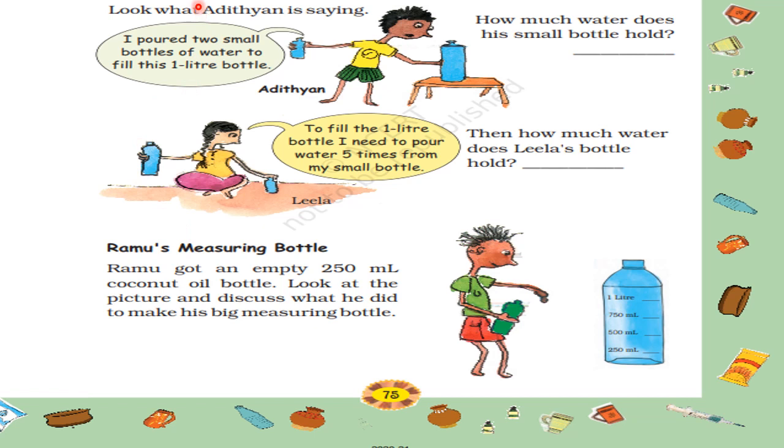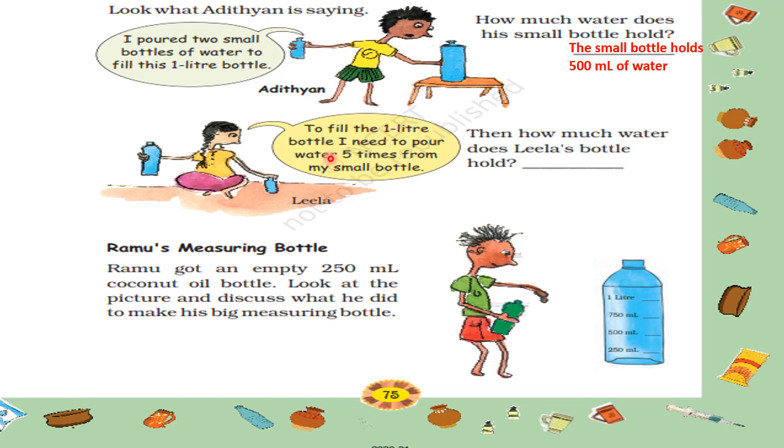Next slide. Look what Aditya is saying. Aditya is saying, I poured 2 small bottles of water to fill this 1 liter bottle. As you can see, this bottle is small and this one is big. So what he has done, he poured 2 small bottles of water to fill this 1 liter bottle. So whenever you are pouring 2 bottles for 1 liter, that means 1 bottle is of 500 milliliter. How much water does his small bottle hold? The small bottle holds 500 milliliter of water.